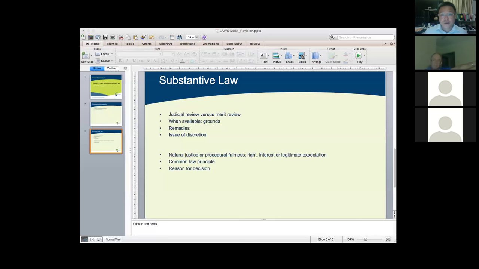And the answer is no. The answer is no. Okay? Now, the only instance when there is a requirement for reasons is when the decision maker is required to act judicially. And the only time they are expected to act judicially is when they are in the form of administrative tribunals. So the AAT, for example, although it is not a Chapter 3 court, is expected to.